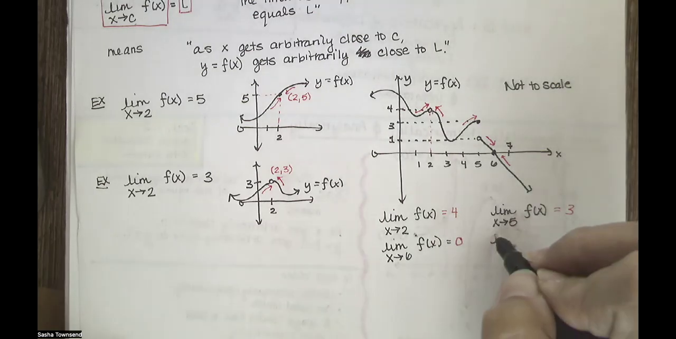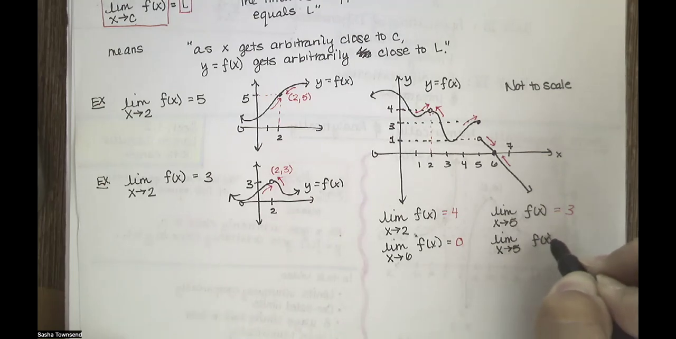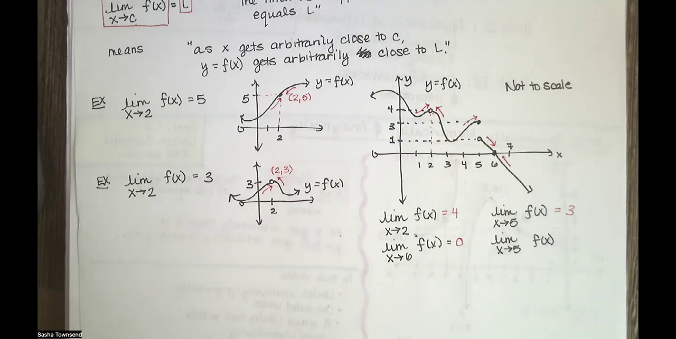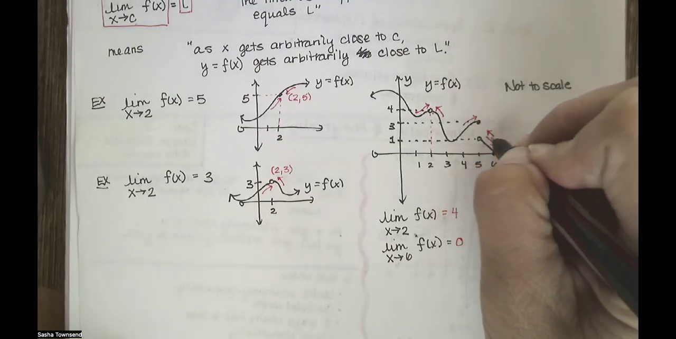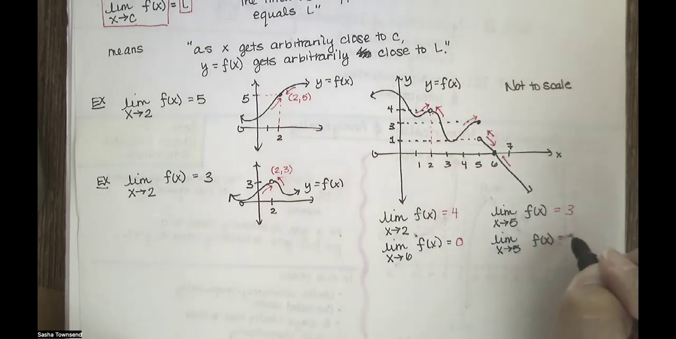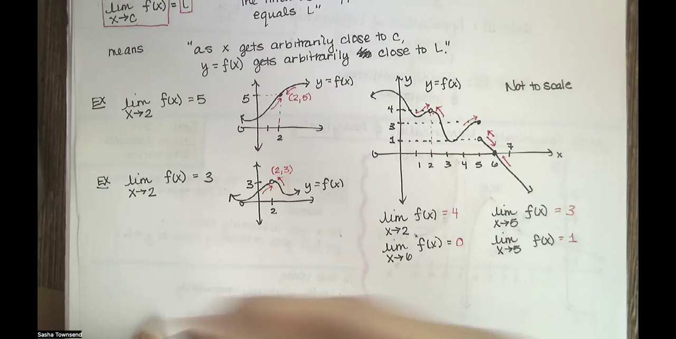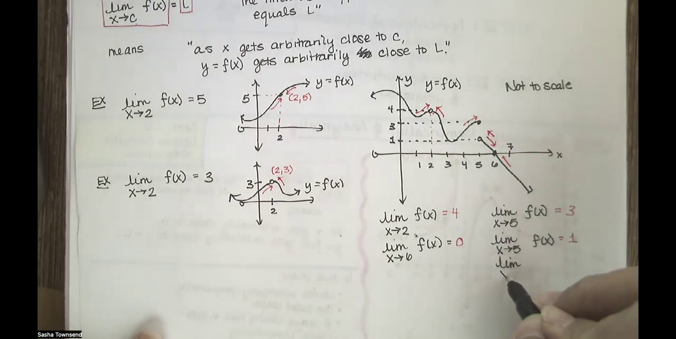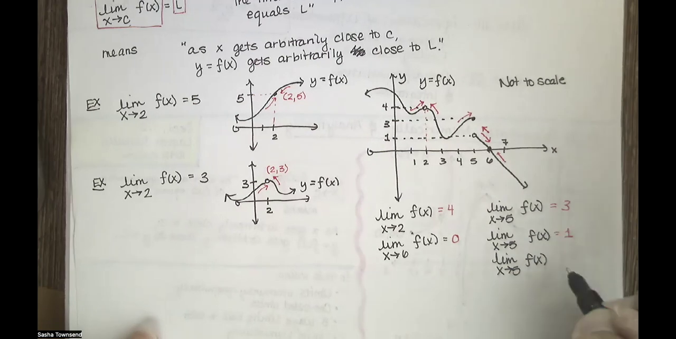But then if I look at the limit as x approaches 5 of f of x from the right-hand side, well, what do the y values approach from the right-hand side? Well, the y values approach 1 there. Now you can't have both of those two values. So in general, the limit as x approaches 5 of this function does not exist, and we abbreviate that with DNE.